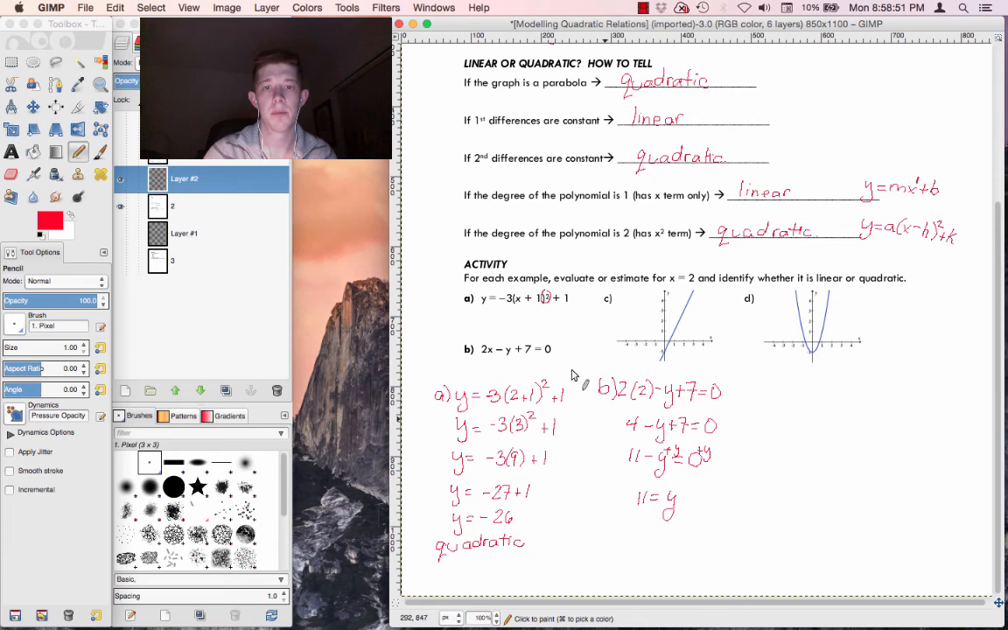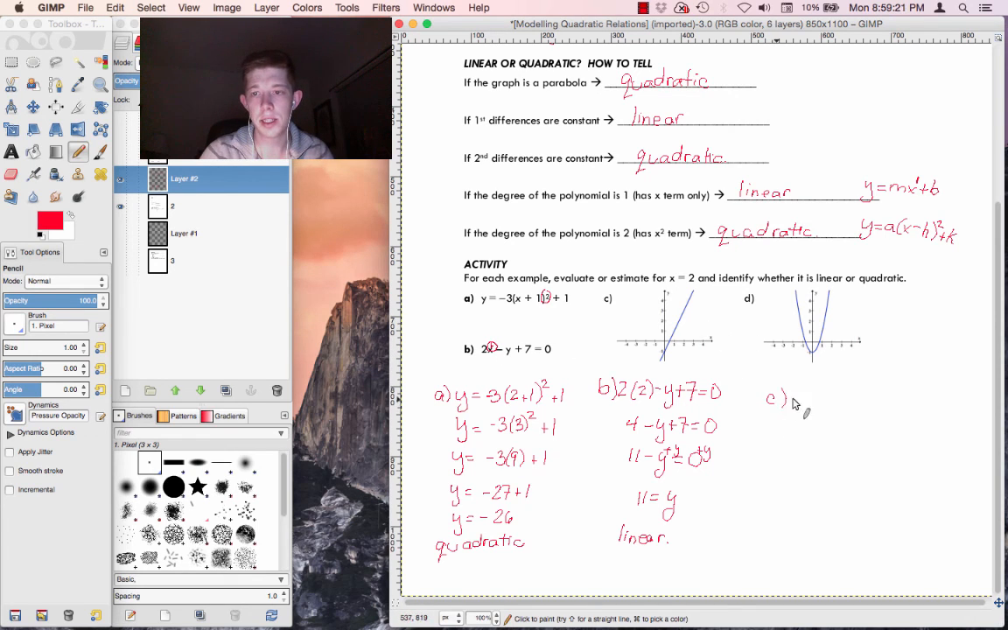Now I have to ask myself, is this linear or is this quadratic? And I go back to my value on x. There's no number here, which means that it must have an exponent of 1, meaning it is linear. Okay, so I have that A was quadratic because the exponent was 2, B was linear because it had the exponent of 1, and let's move on to C here.